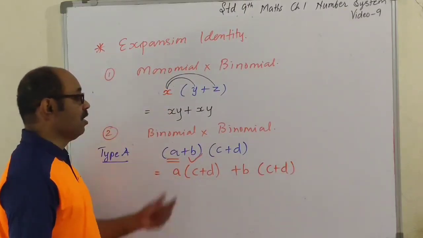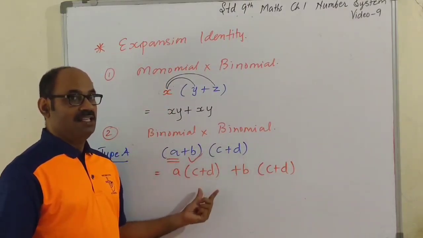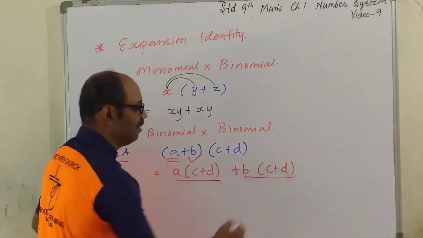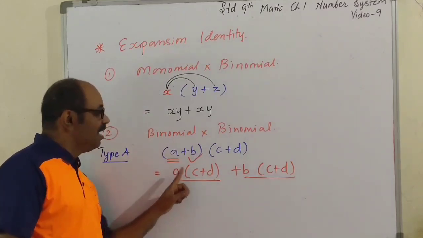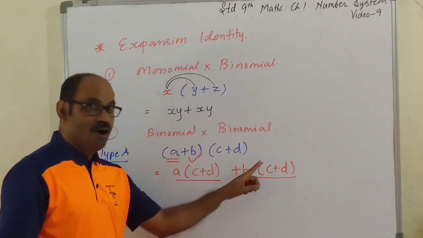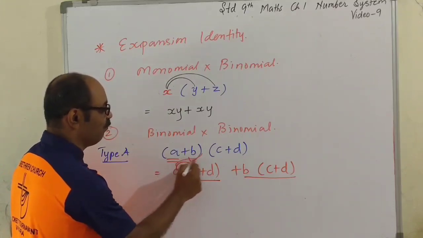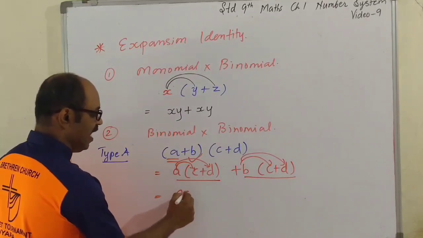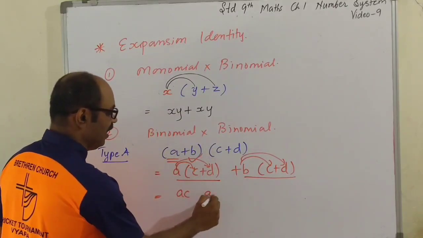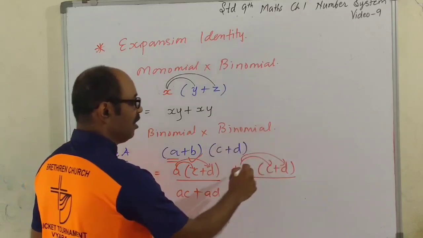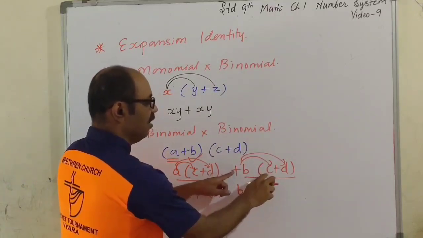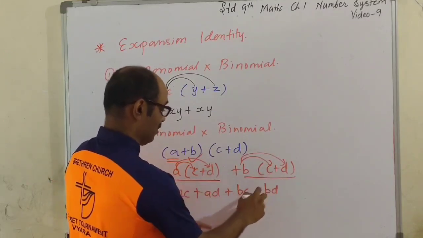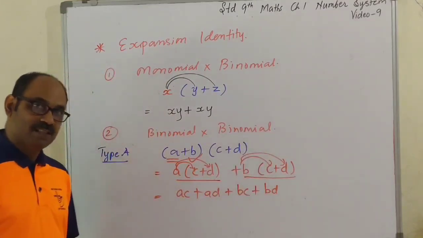And then children, binomial into binomial, initially you get 2 terms in the expansion. Ye first term mila, ye second term mila. The first term is again monomial into binomial. Second term is also monomial into binomial. So now you have to go for distribution here. So bolo, A into C, AC, same sign plus. A into D, AD, same sign plus. Distribute here also, B into C, BC. Plus, plus, plus. B into D, BD, plus or plus, plus. So this is how you expand.